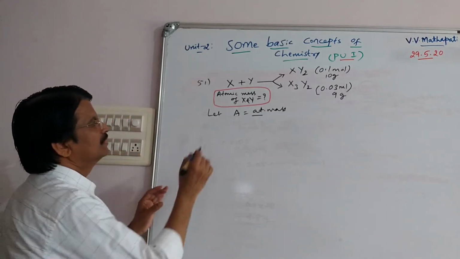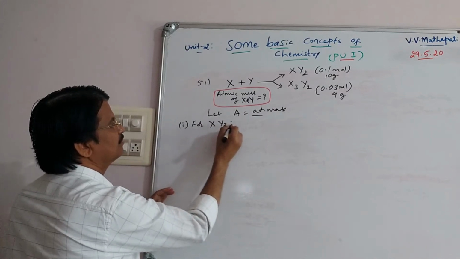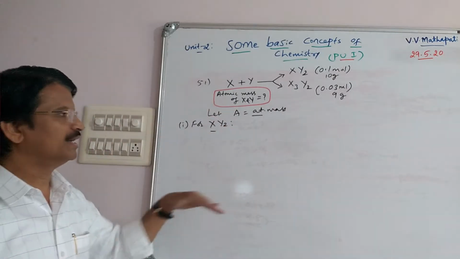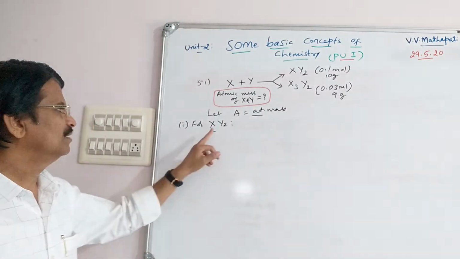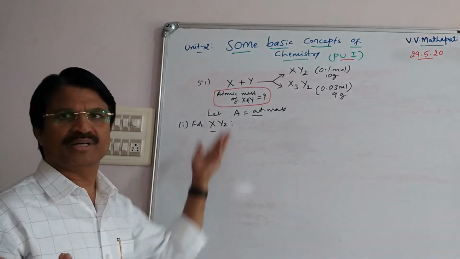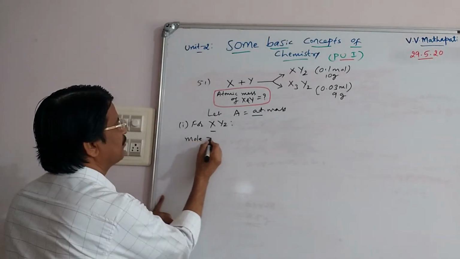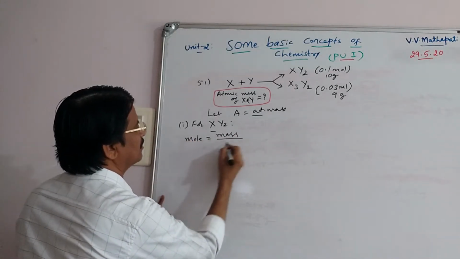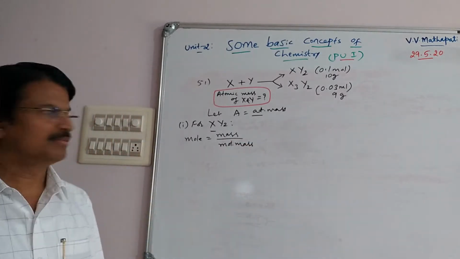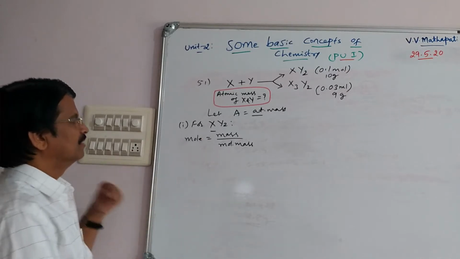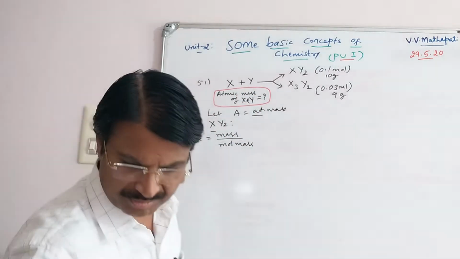Then first for XY2, it is a molecule, just like BaCl2. The atomic masses of Ba and Cl we know, but X and Y we don't know. That you have to find out. Now for XY2, mole equals mass by molecular mass. This is the standard formula. The mole and mass are given in the question.